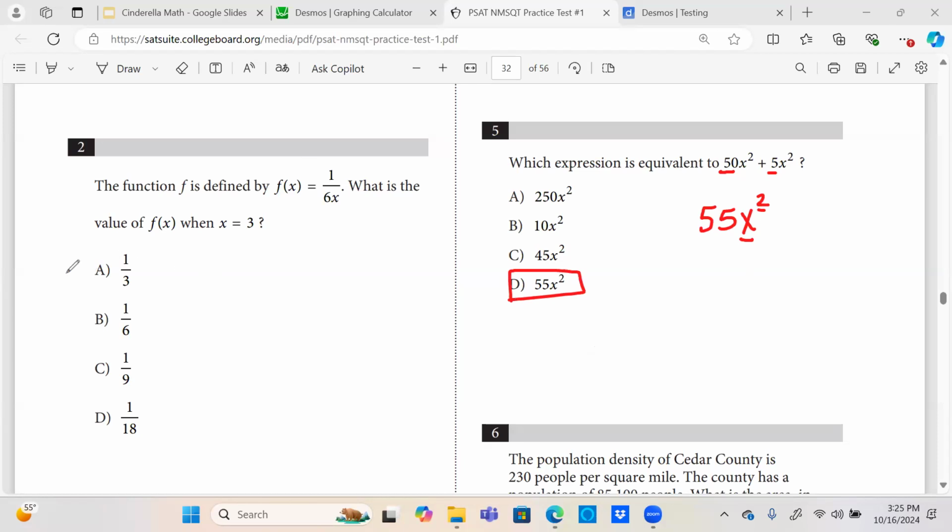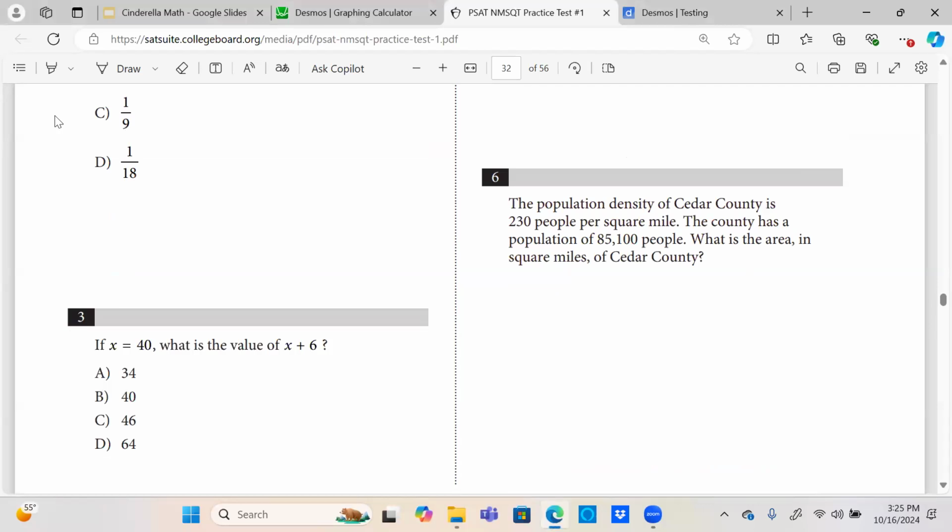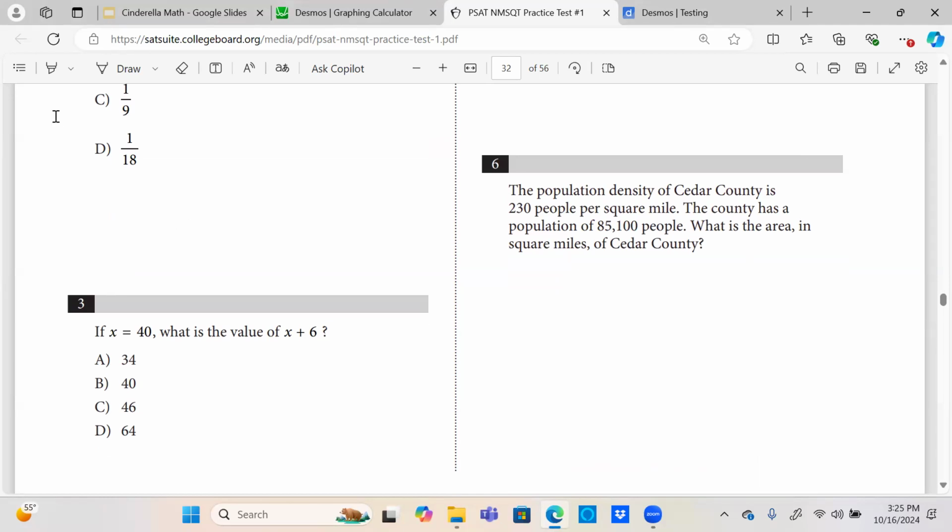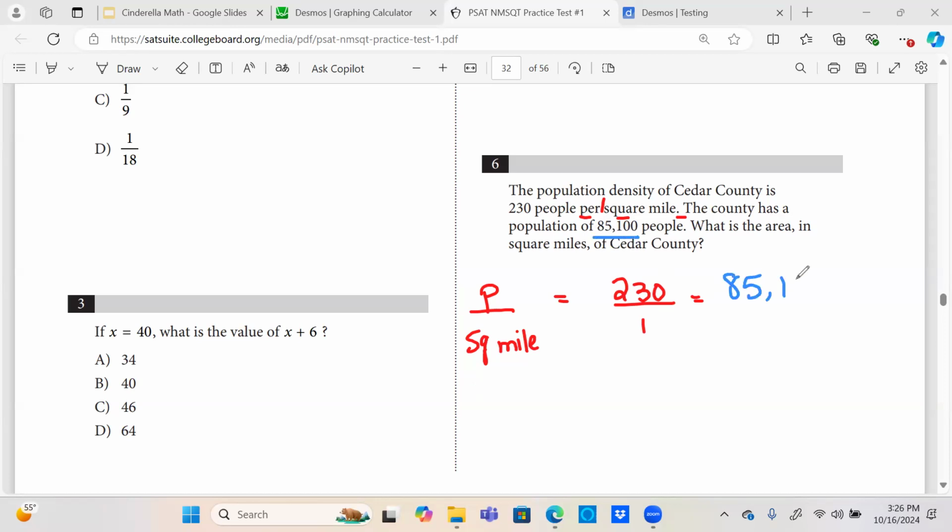Coming down to 6. The population density of Cedar County is 230 people per square mile. The county has a population of 85,100 people. What is the area in square miles of Cedar County? Okay, so we have people and square miles. They tell us that 230 people live per square mile. So 1 square mile has 230 people. We look up the population of the entire county, and it's this 85,100. So that's the people. How many square miles?